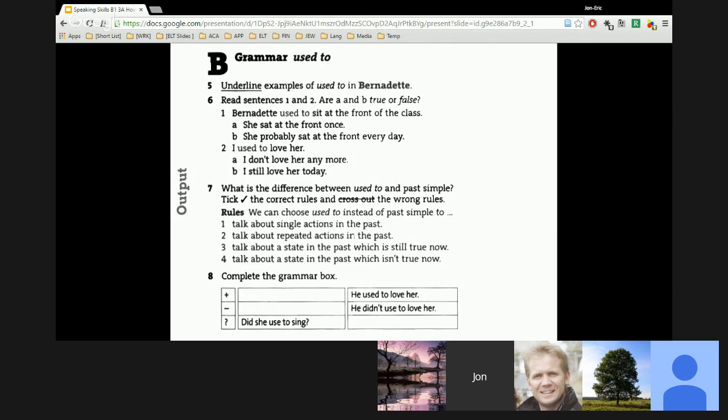We can and we cannot use used to talk about repeated actions in the past. That's easy, right? Yes, we can. We can, of course. Okay, David. Number 3, to talk about a state in the past which is still true now. No, you cannot use used to. Exactly. What should we use in that case? The present perfect. Present perfect is correct. Very good.